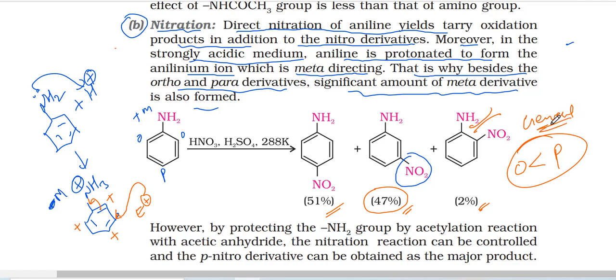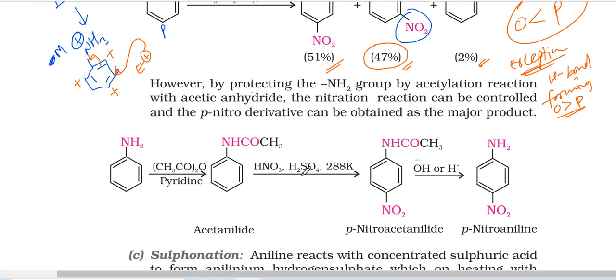There is an exception: whenever hydrogen bond formation is there, then ortho is major than the para. That happens in phenol generally. Now, so three compounds are forming in the nitration.